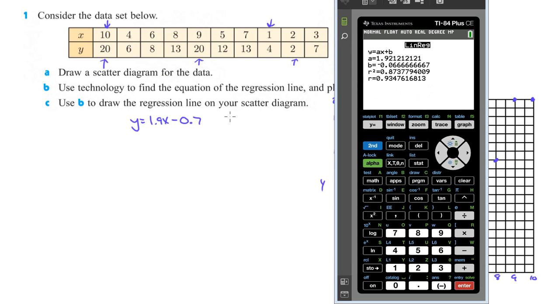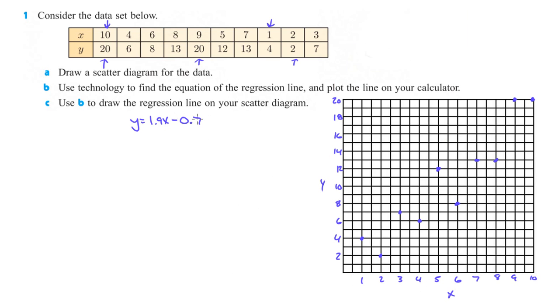Okay. Back of the book does leave it as 1.92 and 0.667. Oops, I messed that up. 0.06. They've got 667 or 0.67. 1.92X. 1.9 would be fine as well. Anyway, so now we can use this to draw the regression line on your scatter diagram.